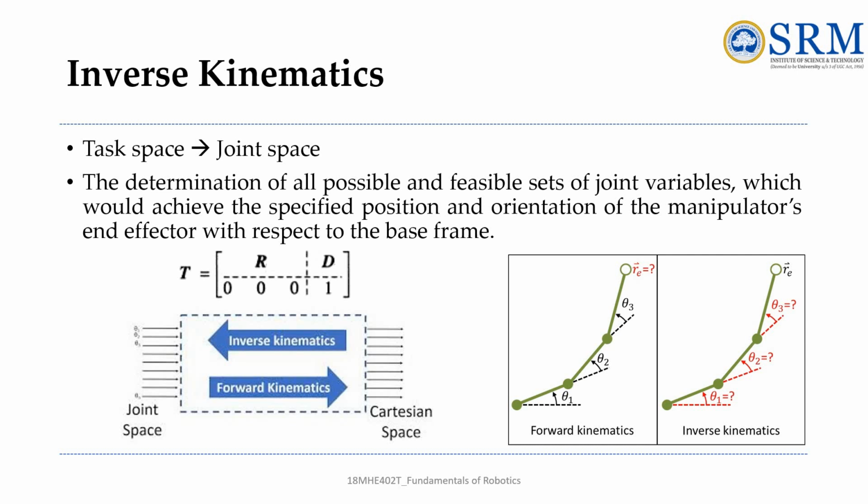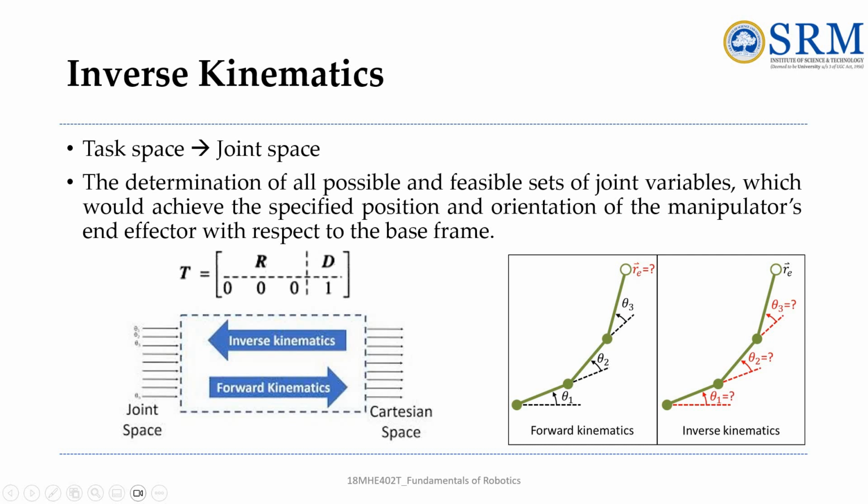Forward kinematics is where the joint space coordinates are given and we have to find the task space, that is the Cartesian space. Inverse kinematics is vice versa: the task space is given and we have to find the joint space coordinates.